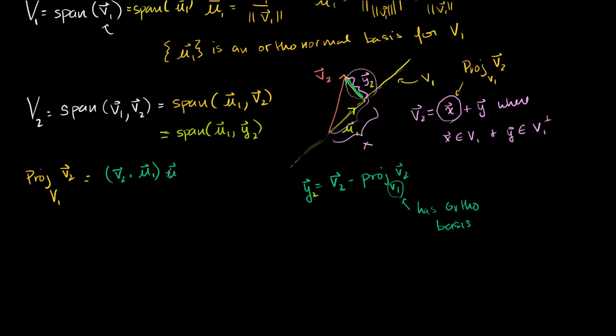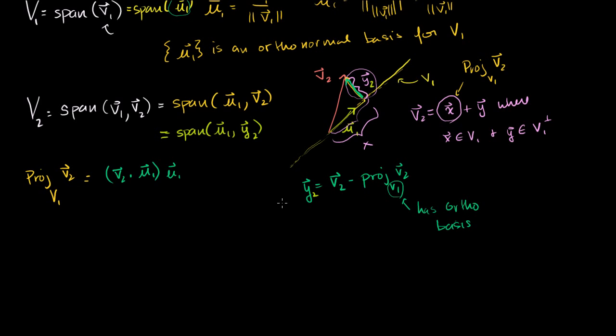And then if we had more basis vectors, we would say plus v2 dotted with our next basis vector times that basis vector, so on and so forth. But v1 only has one basis vector. It only has the basis vector u1 right here, right? It was only spanned by that.